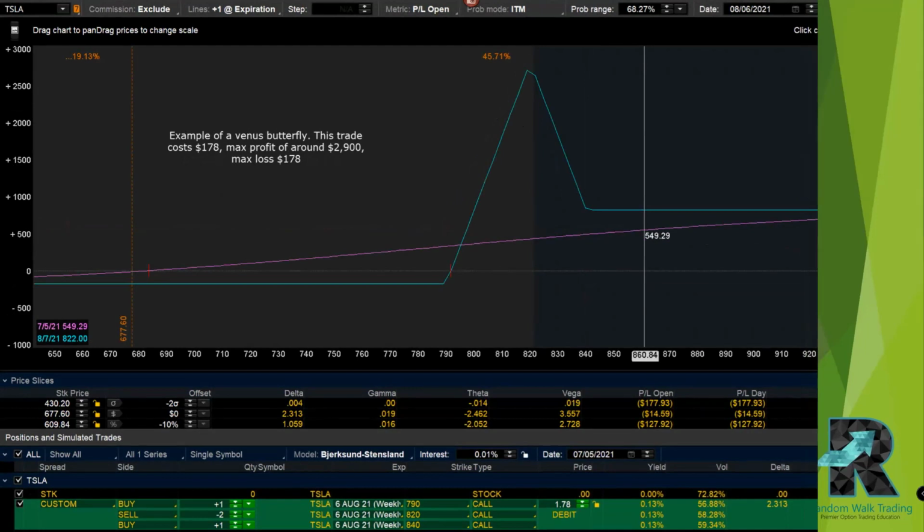And lastly, the Venus Butterfly, which is if you're directional, which we are, this trade is going to cost you $178, max profit of $2,900, and your max loss is $178. So there's no margin in Venus Butterflies typically, because this outer wing here at the 840 strike is lifted up. So if Tesla really takes off and goes to 900 tomorrow, you're still going to make $1,000, but your max risk in the trade is the cost of the butterfly that you paid.